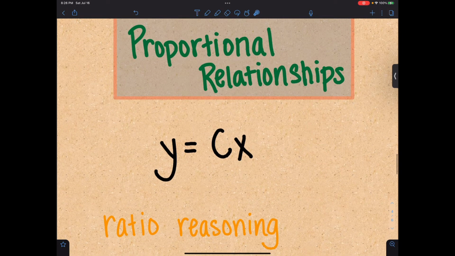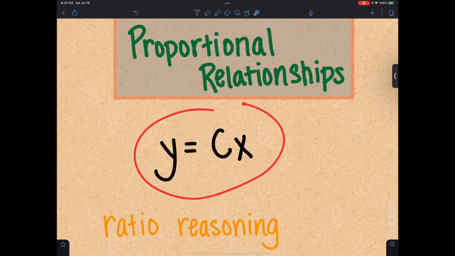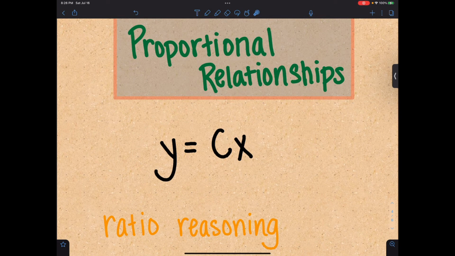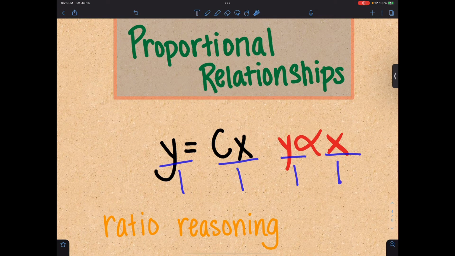This is an example of a proportional relationship. You don't have to memorize this, but it's just a random equation. So y is equal to c times x. When it's written like this, you could also say that y is proportional to x. And what that means is if y goes up, x goes up. The way I think about it is kind of like a fraction. Like this is over 1, this is over 1. And since these are both on the top part of the fraction, if y goes up, it makes sense that x also goes up.